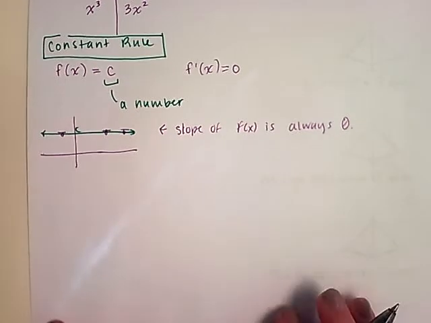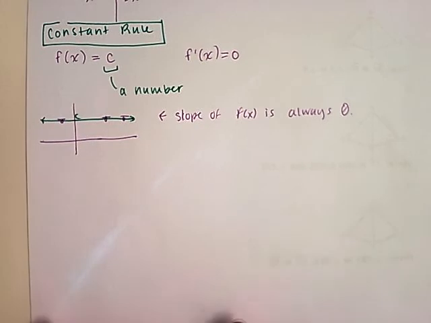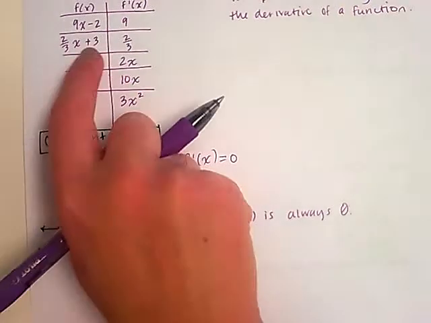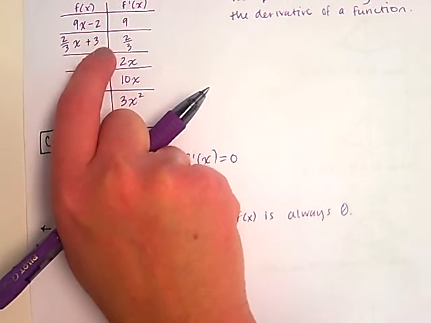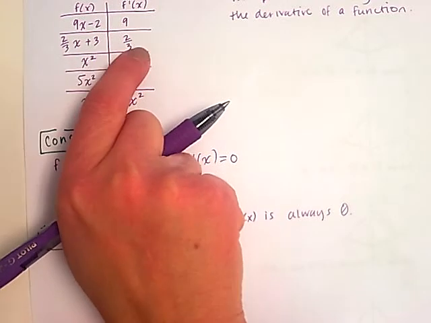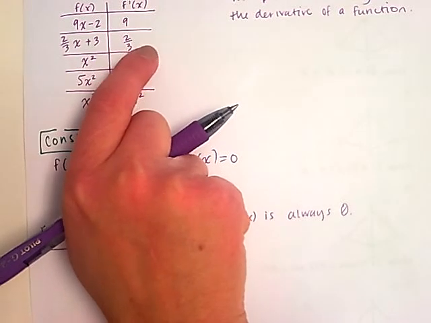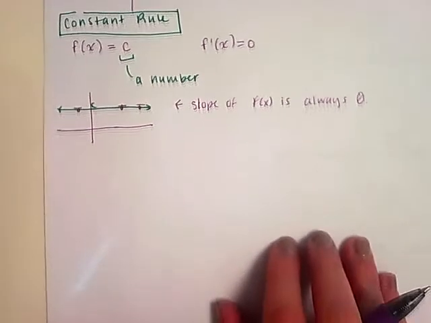Okay, so that's pretty simple enough. A lot of times we're using that in conjunction with some other rules. So for example, there's a constant here: 2/3 x plus 3. If we think just about the derivative of that 3, it's going to be 0. And we don't see any value for a second term in our derivative function.